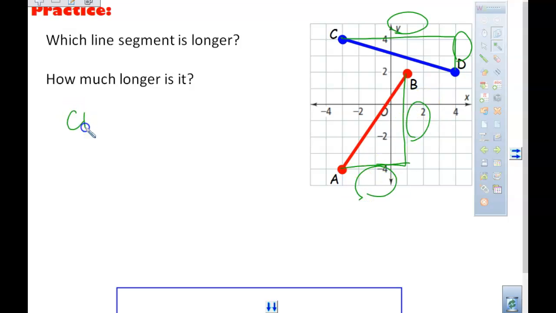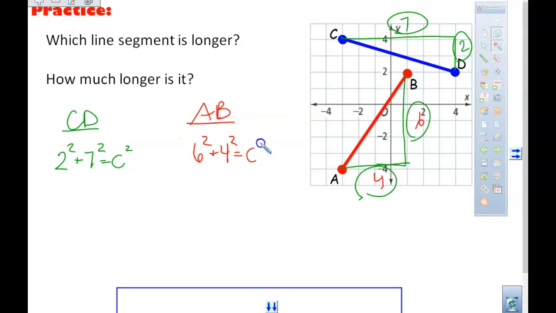Try and find CD. I'm going to find CD. What were my 2 lengths? It was 2 and 7, right? So if I'm finding CD, I had to take 2 squared plus 7 squared equals C squared, right? Now I'm looking at AB. What were my 2 sides of my right triangle for AB? Jada, would you have? 6 and 4. So again, when I set that one up, 6 squared plus 4 squared equals C squared.